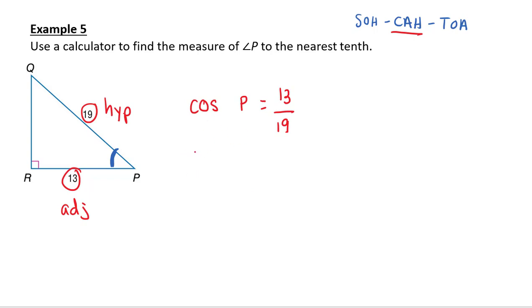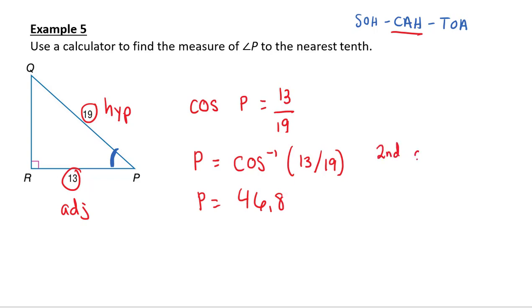How do I solve for an angle? I use those inverse trig functions. Inverse cosine of 13 over 19. So I do second and my cosine button, 13 divided by 19. Let's round to 3. Oh, it says nearest 10th. So nearest 10th, that's what we get. And remember, to get that in your calculator, you're pressing the second button and then the cosine button.